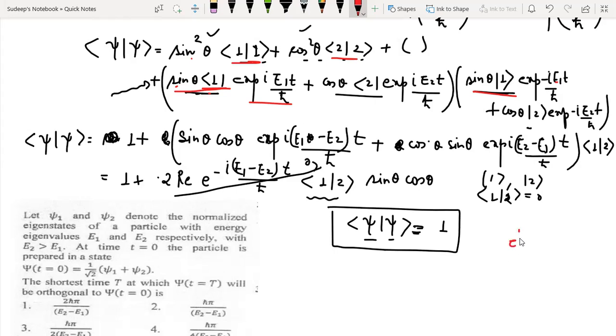You already know that e raised to power iota theta plus e raised to power minus iota theta is 2 times cos theta, which is 2 times the real part of e to the power minus iota theta, or you can write e to the power iota theta, whichever suits you. But the point is that at any later time t, this probability amplitude remains the same, equal to 1 only, because this particular thing goes to 0. I hope it is clear so far.